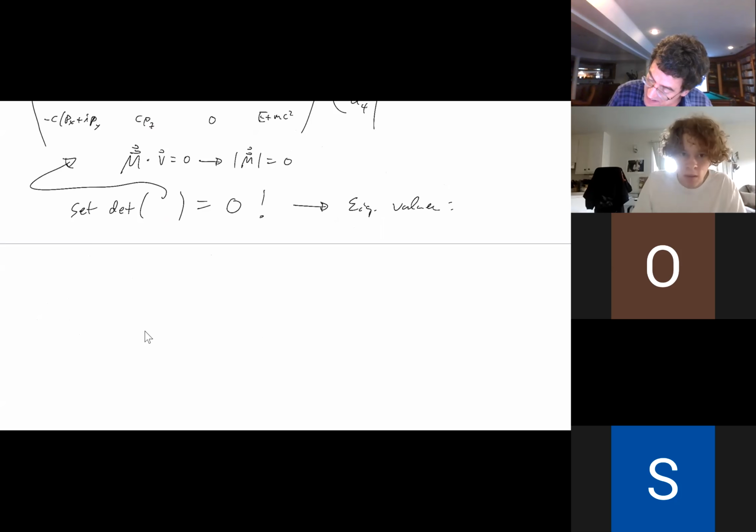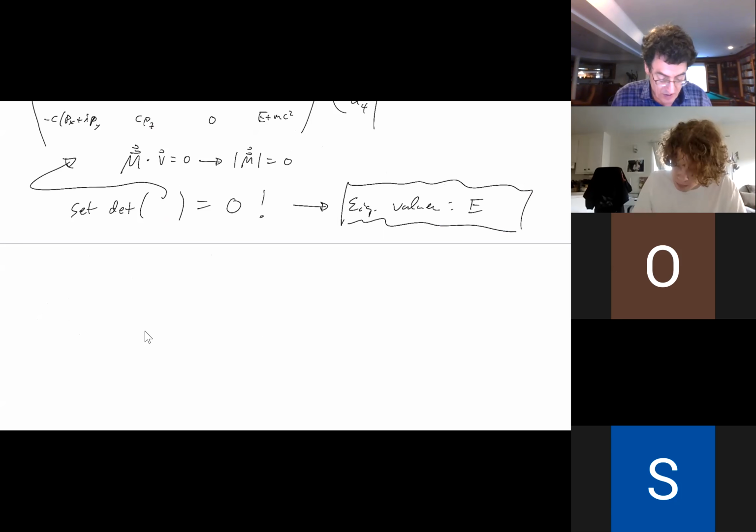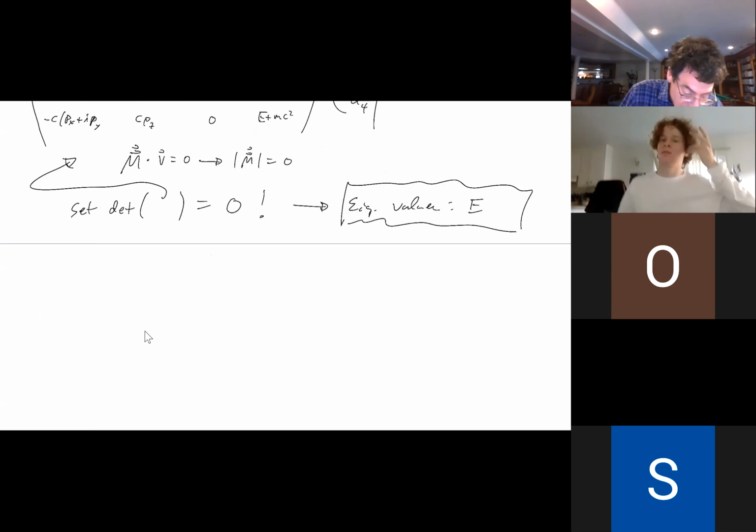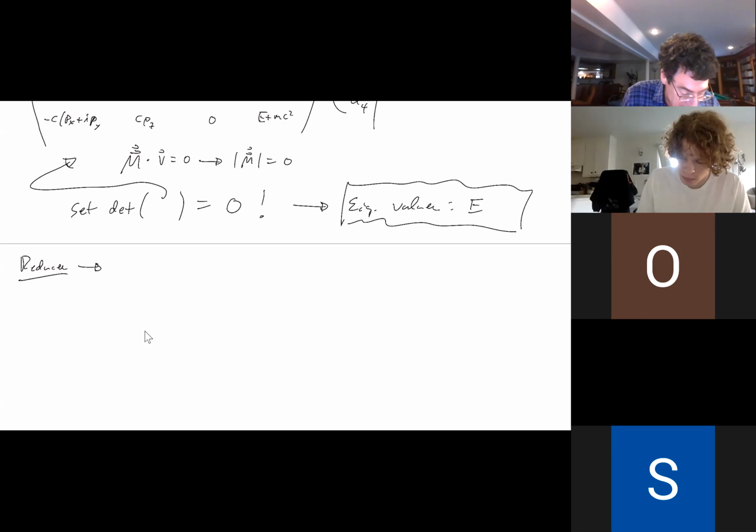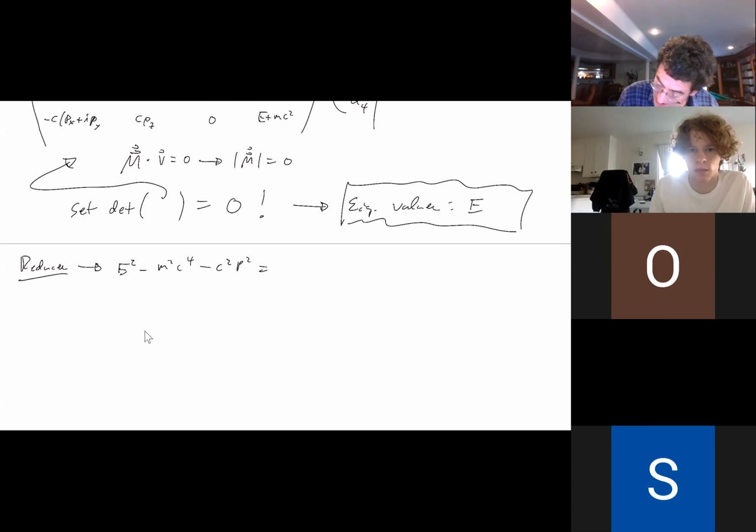And the eigenvalues are the energies, right? That's what we're trying to get, the energies. And so you get the eigenvalues. And what you're going to get when you do all that is this equation. It all reduces to this. E squared minus m squared c to the 4th minus c squared p squared equals 0.